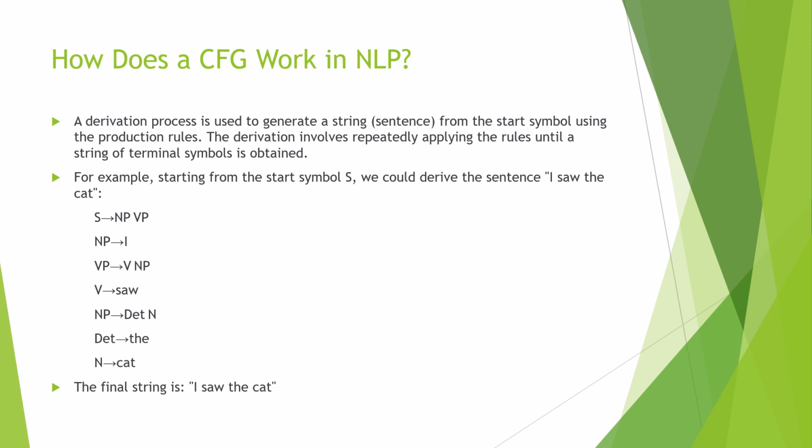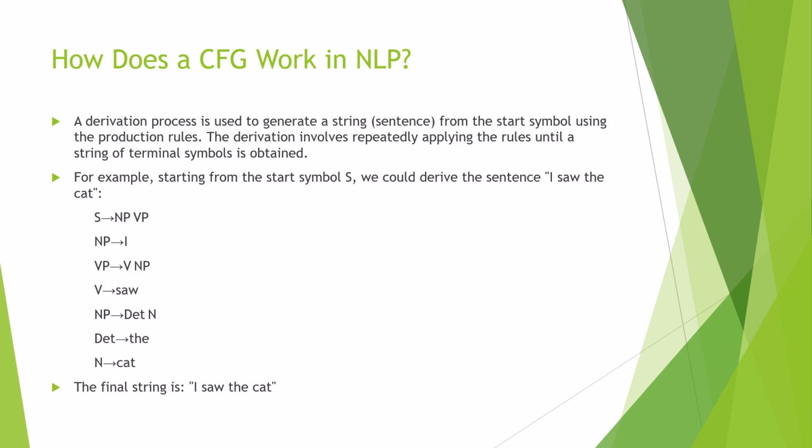So we are going to apply a derivation process to generate a string that represents the sentence, and we have to start with a start symbol, and then we will apply the production rules to derive further. Okay, so we are going to repeat this process, applying the production rules until we get the target sentence. So first we start with the starting symbol S. We derive NP, and NP here is substituted with the first word I, and then the VP verb phrase is substituted with verb and noun phrase.